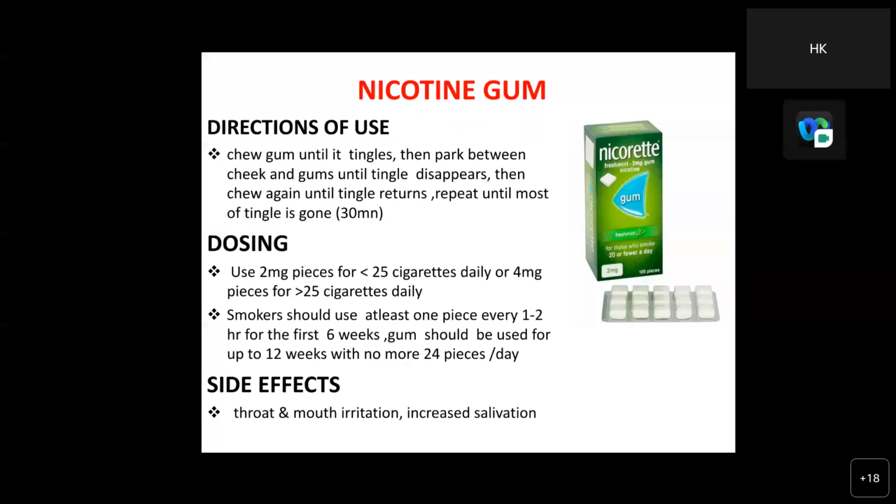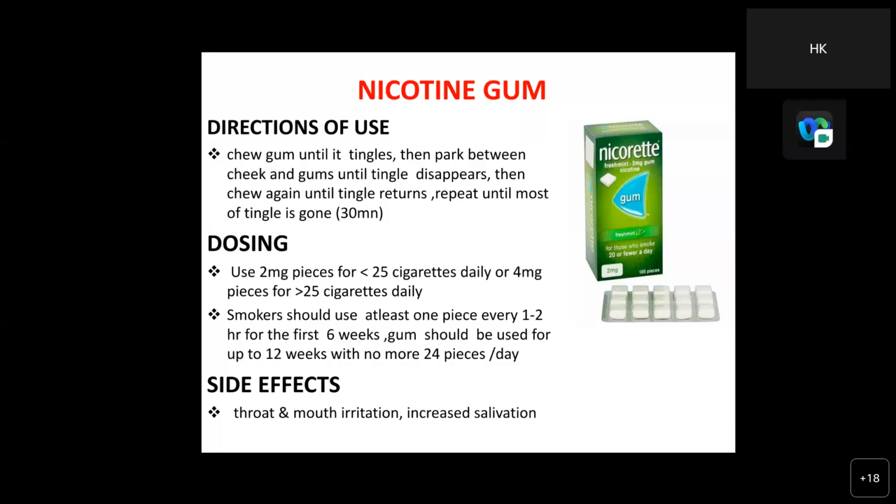Nicotine gum. Nicotine gum is used for at least 30 minutes until the complete tingling sensation is gone. If the patient smokes less than 25 cigarettes daily, we have to use 2 milligram pieces. If they smoke more than 25 cigarettes daily, we have to use 4 milligram pieces. Smokers should use at least one piece of gum every 1 to 2 hours for the first 6 weeks. The gum should be used up to 12 weeks with no more than 25 pieces of gum per day.